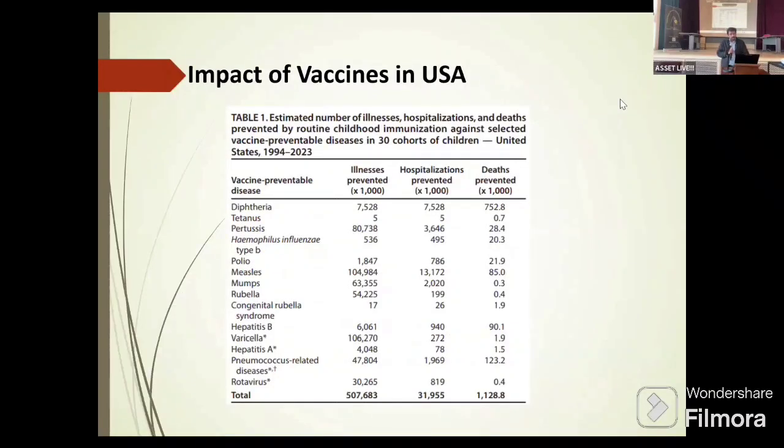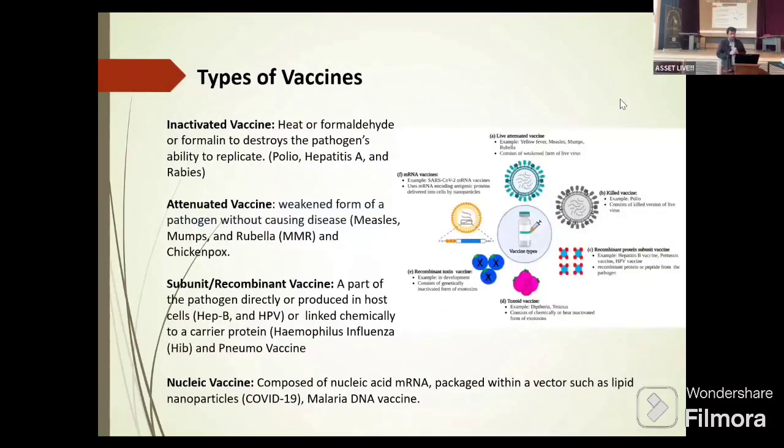Let's see the table here, the impact of vaccines in terms of hospitalizations and deaths saved. If you see here, tetanus, polio, hepatitis, pneumococcal, rotavirus, all these. Here is the list of the hospitalization numbers recorded by the CDC, and how many people have been saved from deaths. The table shows that because of vaccination, more than a million people have been saved.